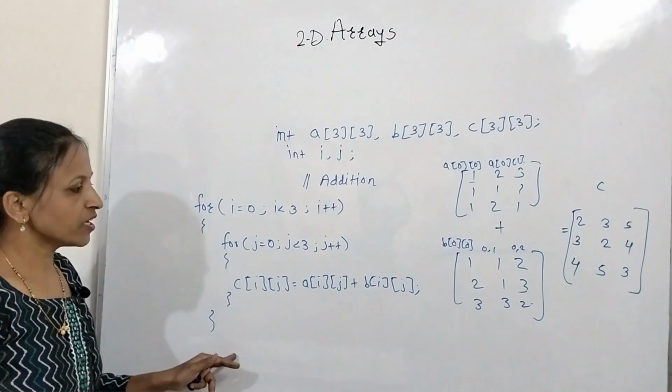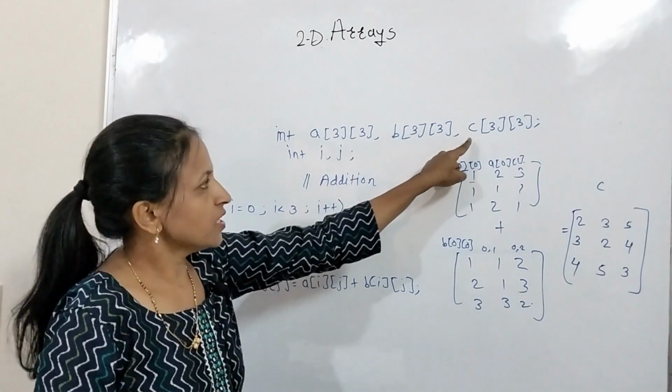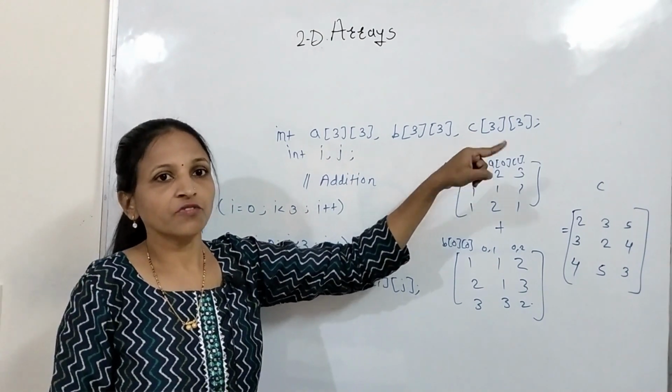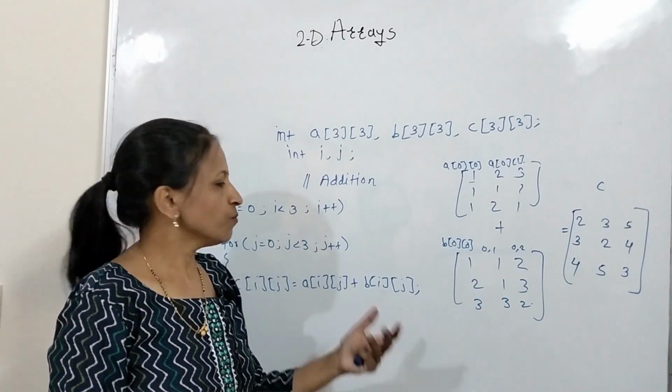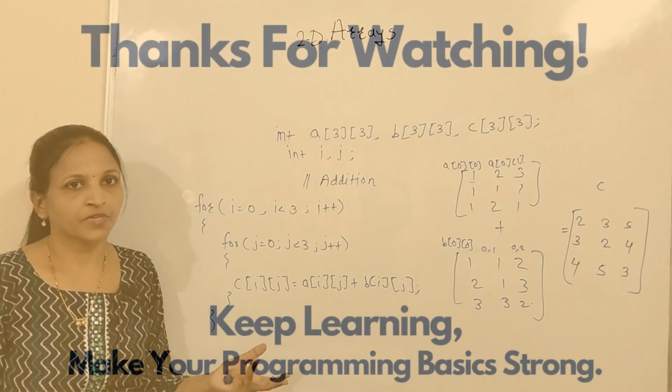And in this way we can do addition of two matrices, and whatever resultant matrix is in this C array, that we have to display. Again putting these two loops, just printf here C of i j. Getting it?